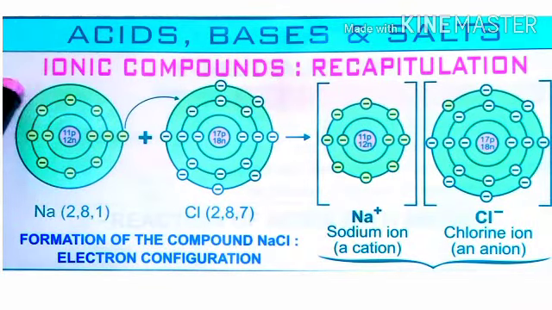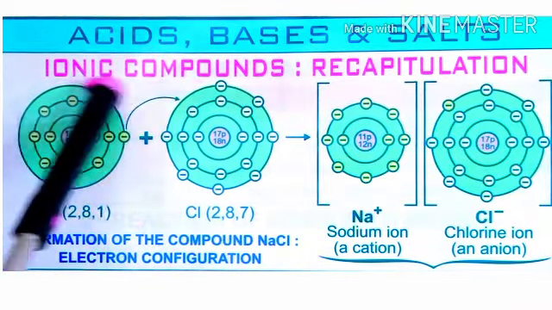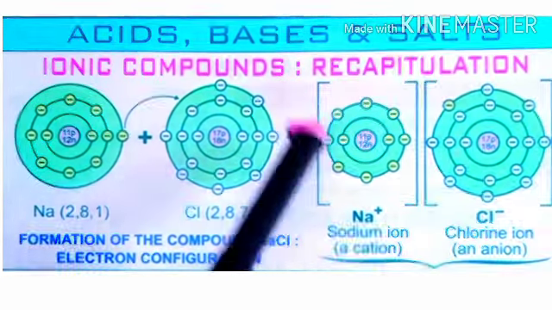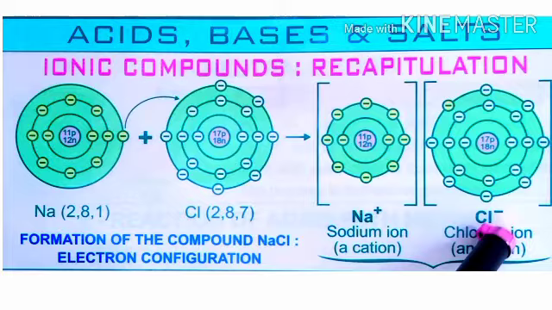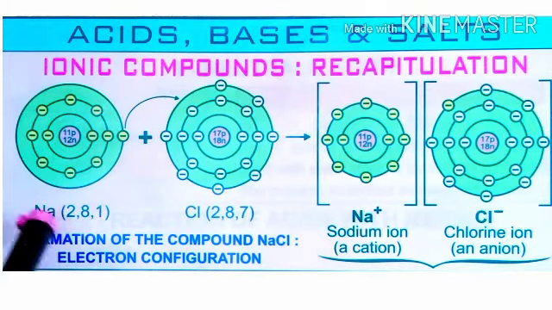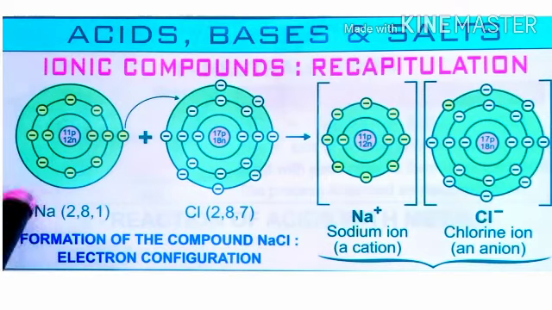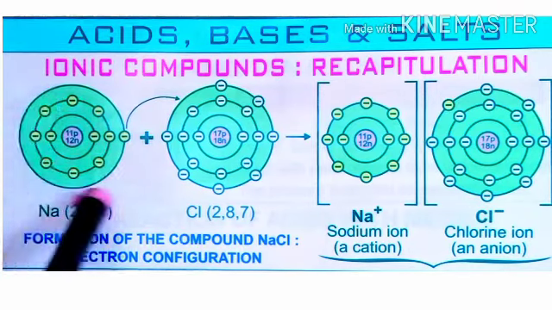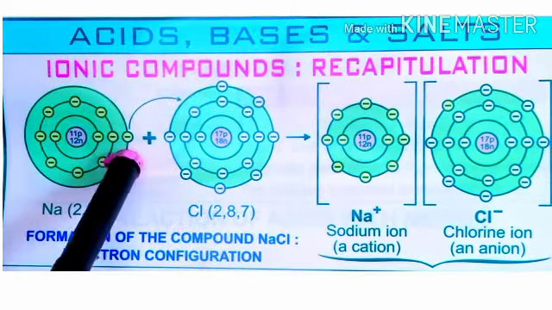Now students, let's recall ionic compounds. In the previous chapter we have studied the formation of positive and negative ions. I have already explained it to you. Just for example, sodium, we have already studied this. Its electronic configuration is 2, 8, 1. So in the outermost orbit, one electron is there.